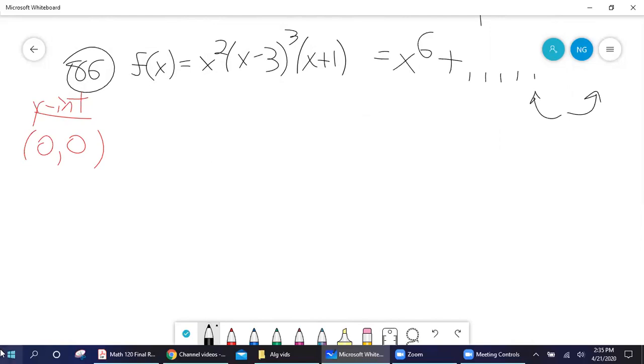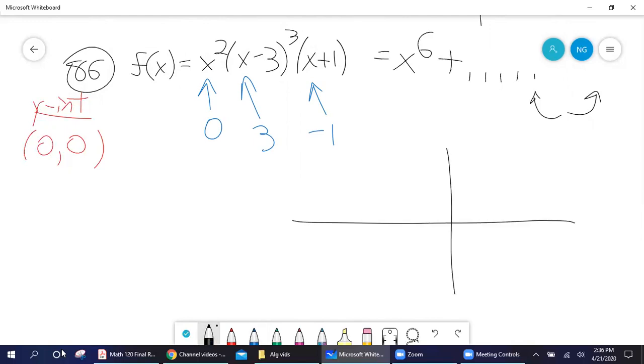For the zeros, or x-intercepts, again, it's already been factored. So 0 is a 0, 3 is a 0, and -1 is a 0. So now I can set up my graph. I know this is going to hit at 0, 0, which also accounts for one of my x-intercepts. This is going to hit at -1. And it's going to hit at 3.